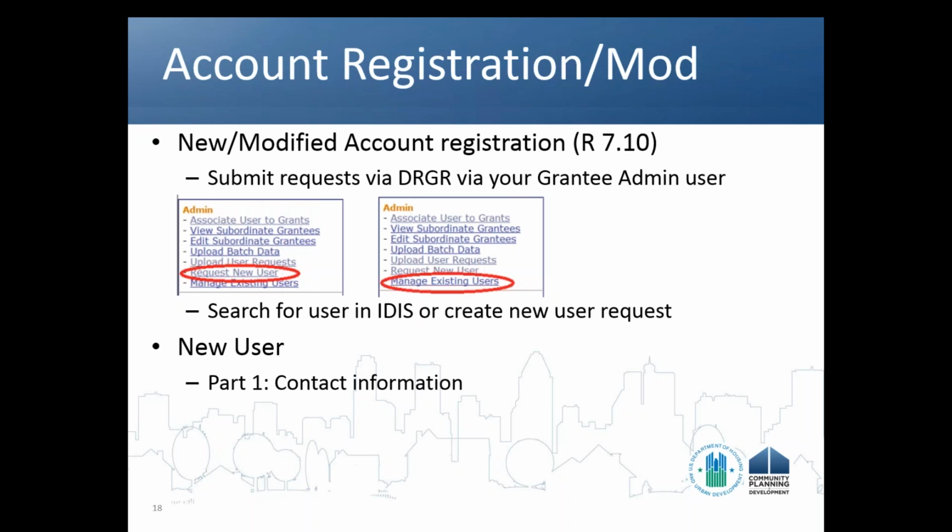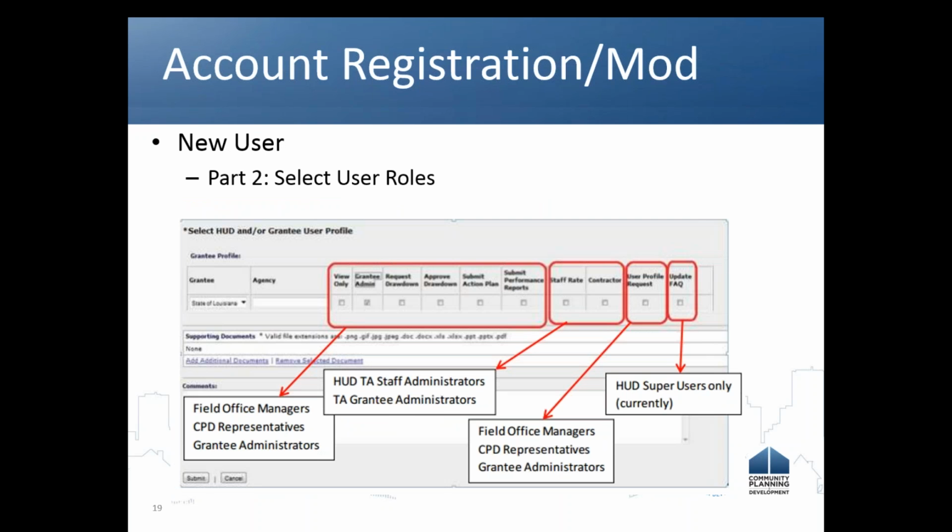The first thing you're going to do is search for the user in IDIS. If someone already has an IDIS account, you're going to enter their name under request new user, and it will find that account, so then you can transfer that to DRGR. If they don't, then you actually need to create a new user request. You'll see a couple of screenshots you're going to walk through. One of them I wanted to point out is selecting a user.